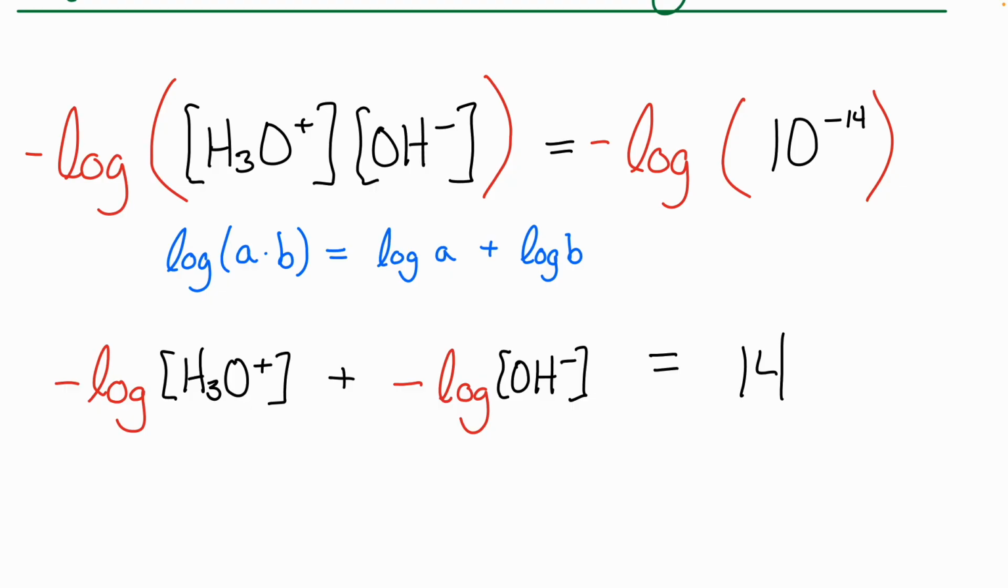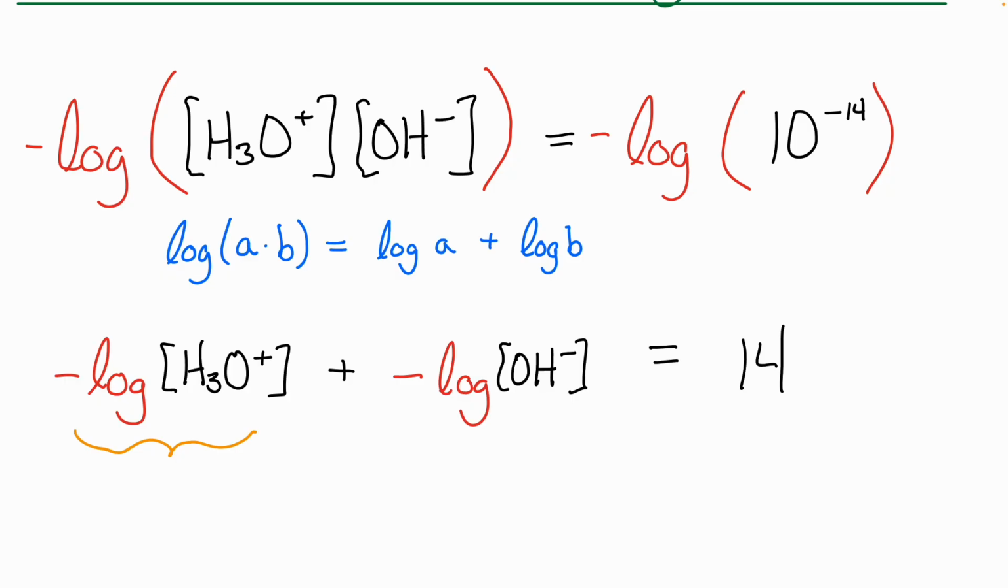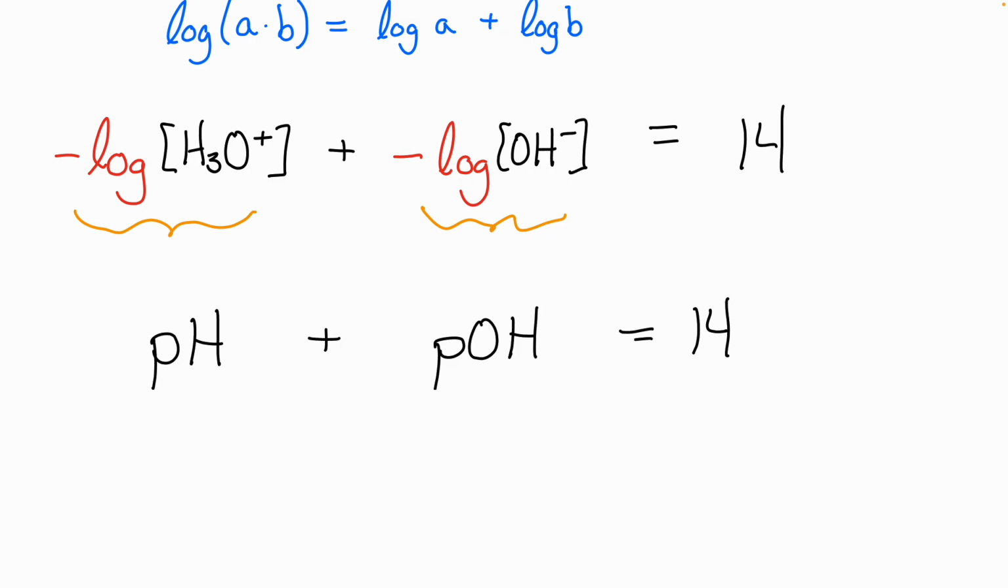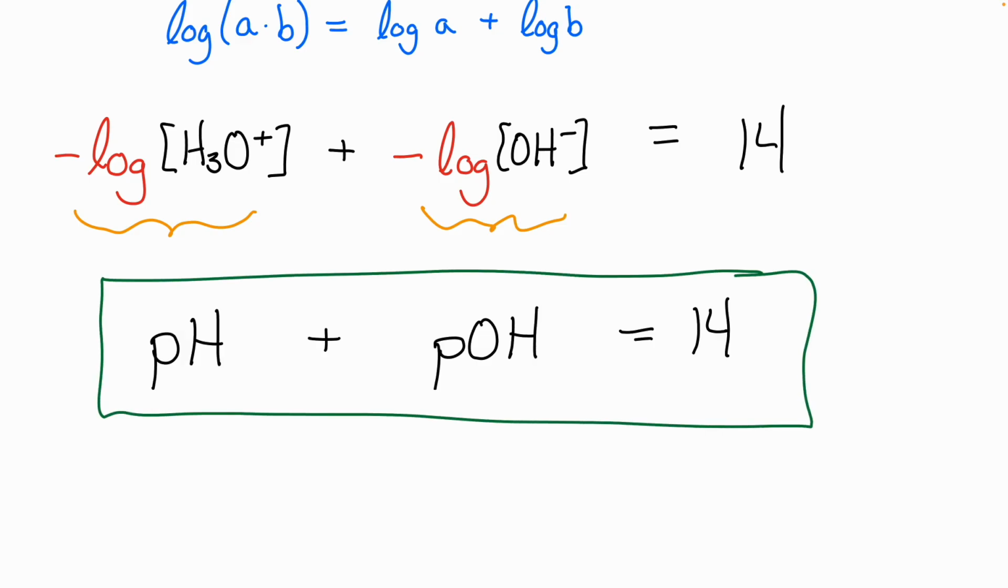Okay? But the negative log of the concentration of hydronium, we have a special name for that. What is that? The pH. And we're going to similarly define the negative log of the concentration of hydroxide. We're just going to give this a fancy name as well. This is the pOH. And so our auto-ionization relationship on the log scale is pH plus pOH equals 14, that magic number 14.